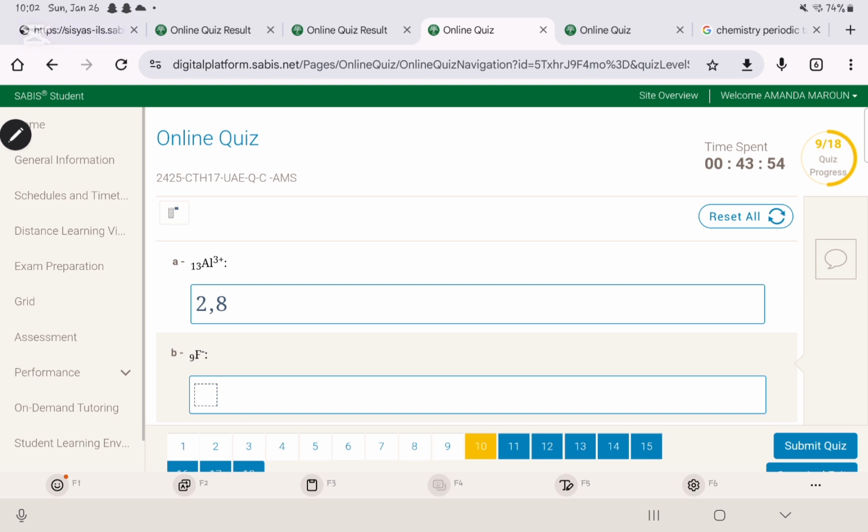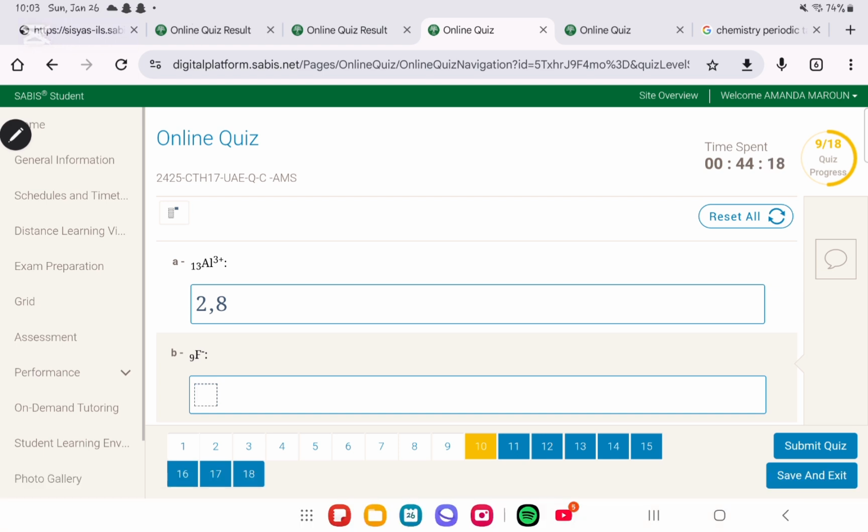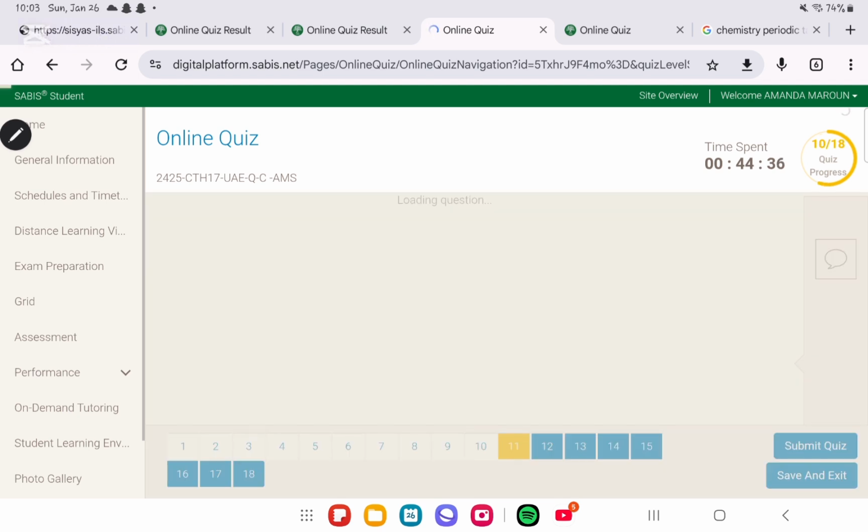For the second one, I'll let you guys do it because it's really simple. I'll just give you the answers in SPDF and electron. So in electron configuration, it's gonna be 2, 8. And if we are talking about the SPDF, it's gonna be 1s2, 2s2, 3p6. That's pretty much it. Moving on to question number 11.